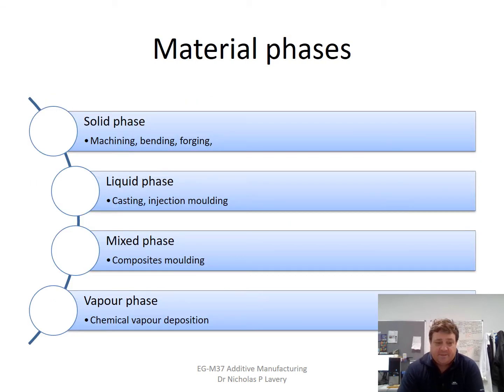If we were classifying manufacturing processes through the material phases which are formed, we might have a solid phase only, where, for example, machining, bending, forging, we're not necessarily changing the phase. Liquid phase, we may melt the material and cast it or mold it. We could have a mixed phase with composites, where you could have solids which are impregnated with a liquid form, which would then go solid. And we can have vapor phase, like chemical vapor deposition or physical vapor deposition, where we're actually working with a gaseous form of the metal, which is deposited on the surfaces.